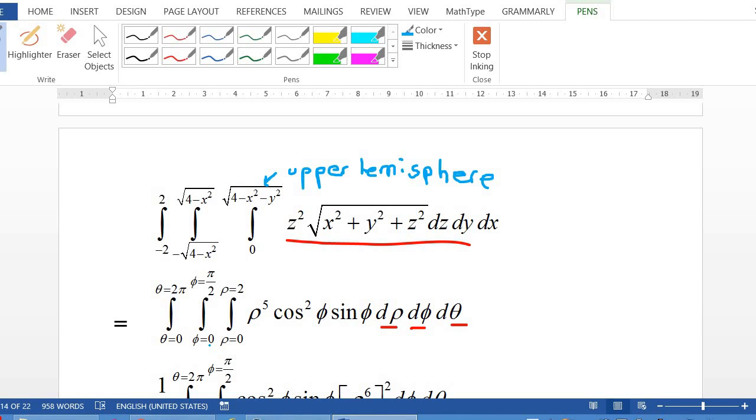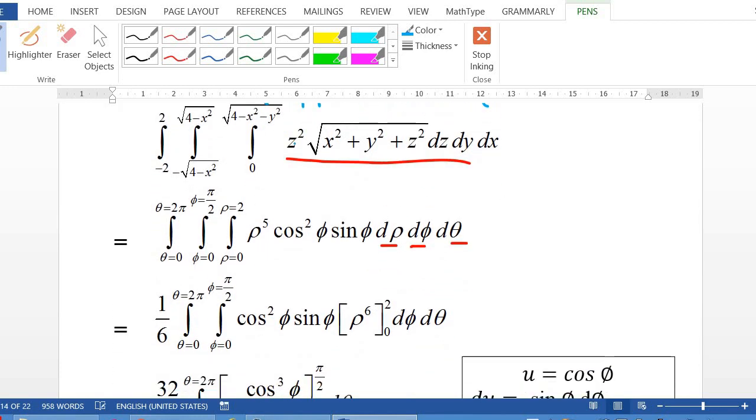Okay, so upper hemisphere, phi 0 to pi over 2. If it were a full sphere, phi would be 0 to pi. You square it, the upper hemisphere, you get a sphere with radius 2 units. That's why rho is 0 to 2. And this one, we have solved it just now. You get rho power 5 cos squared phi sin phi d rho d phi d theta.